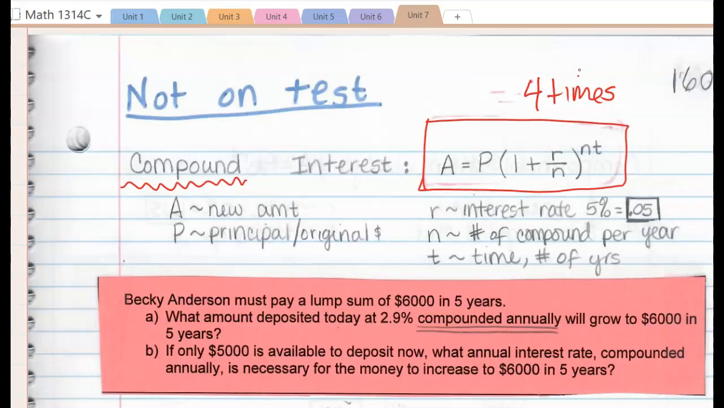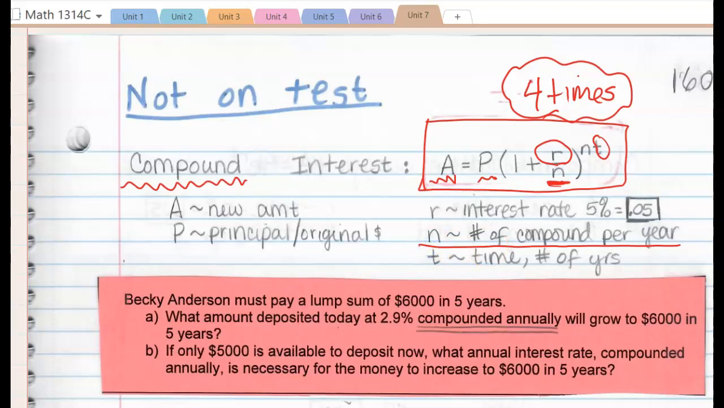And they base it on this equation, where A is how much money I have altogether, P is how much money I started with, R is my interest rate, and we write that in decimal form, T is how long I leave it in the account, and N is how often they give me the money. So like I said, if they give it to me 4 times a year, that's called quarterly. That's the number of times that they compound my money per year.